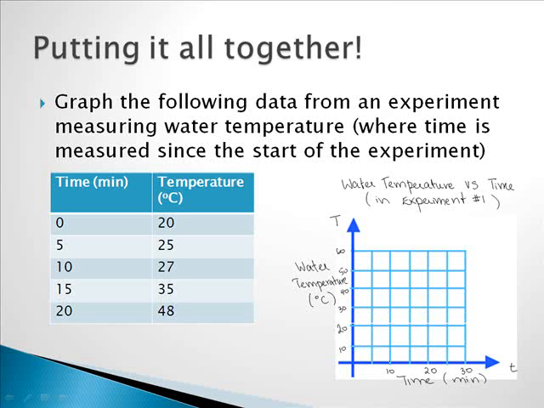Again, if you're unsure, you can ask your lab TA and or your professor and have a look at the lab manuals and instructions you're provided with to see what's expected of you. So now that we've done all of the work in labeling our graph, let's go ahead and plot the points.